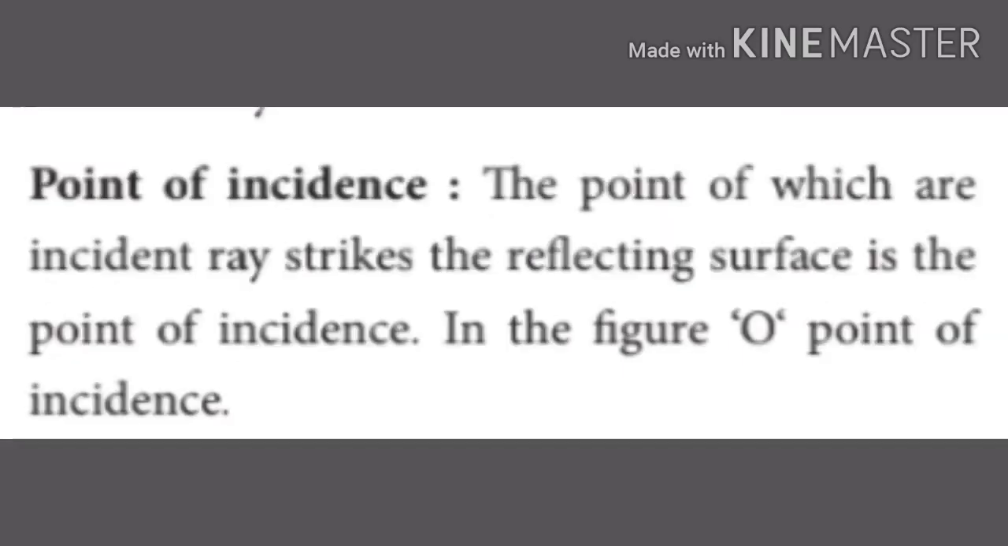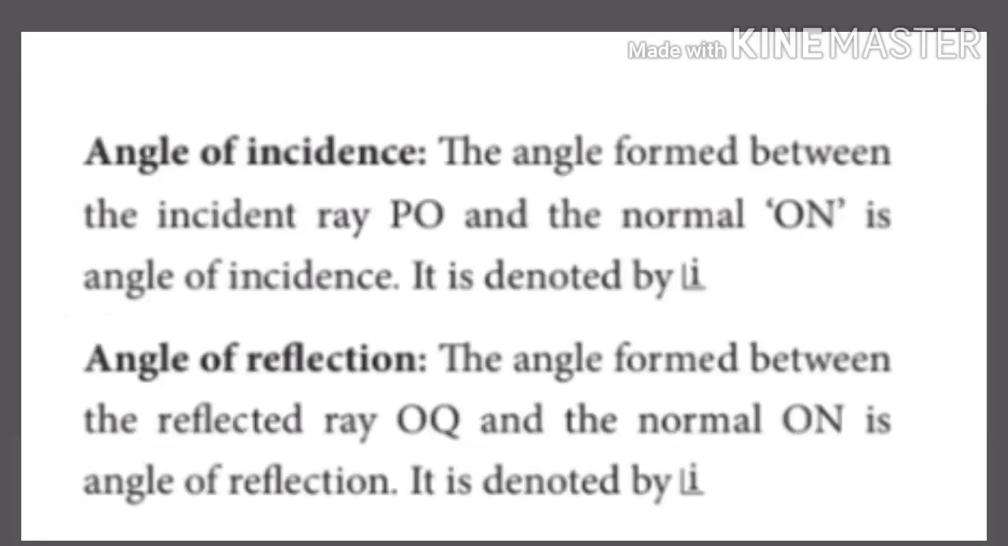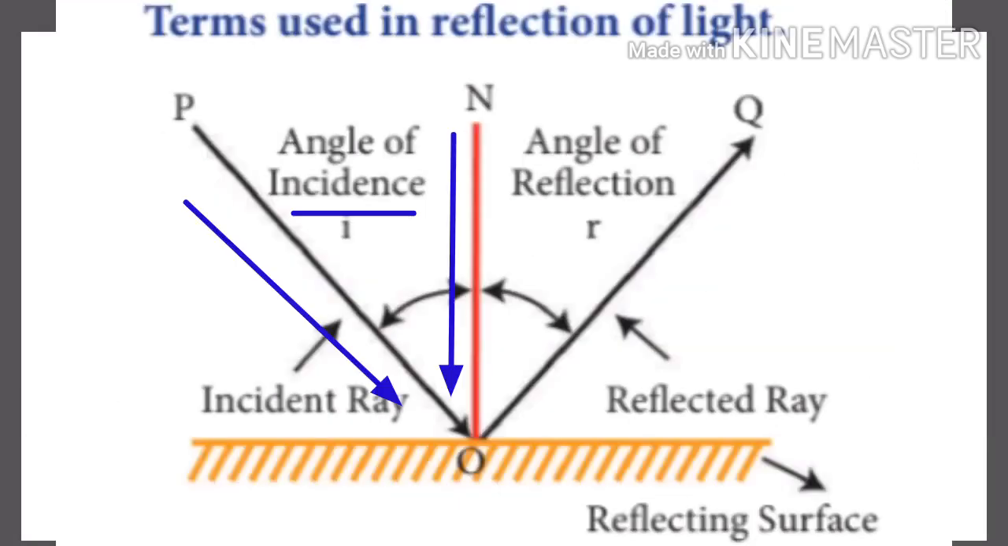Point of incidence, the point at which our incident ray strikes the reflecting surface is the point of incidence. In the figure, O is the point of incidence. Normal. The perpendicular line drawn from the point of incidence to the plane of reflecting surface is called normal. In figure, ON is the normal. See this. Angle of incidence. The angle formed between the incident ray PO and the normal ON is angle of incidence.